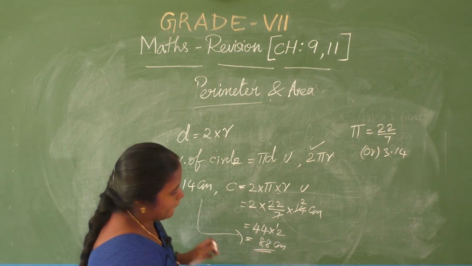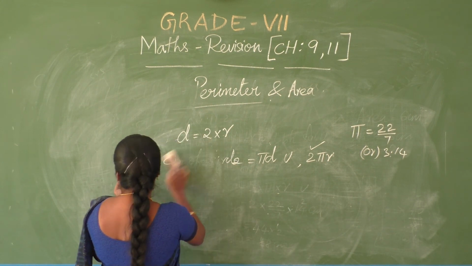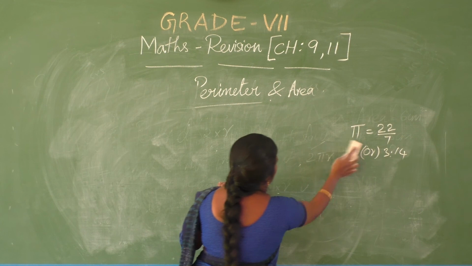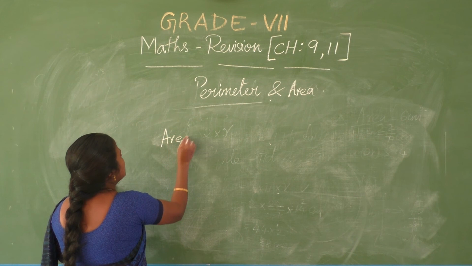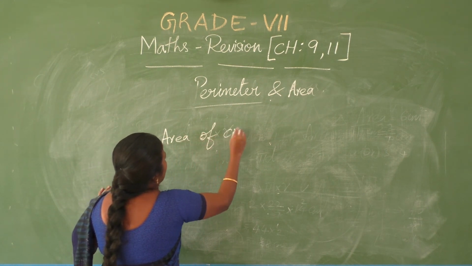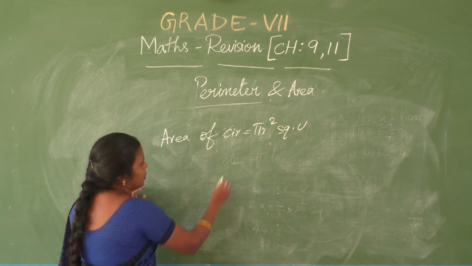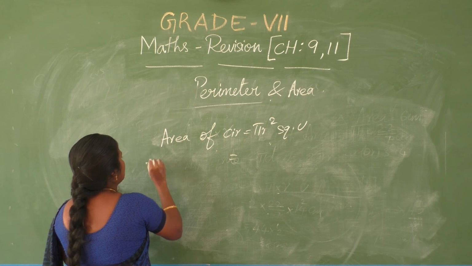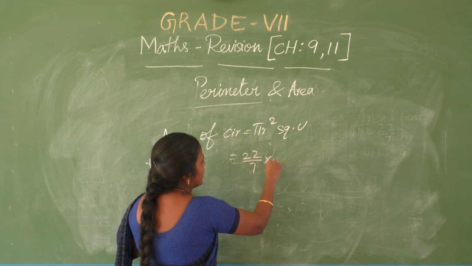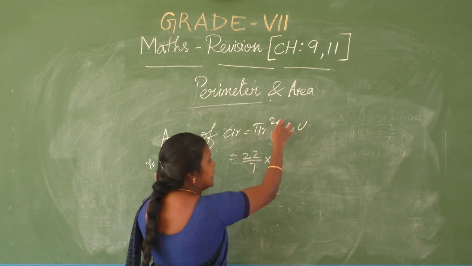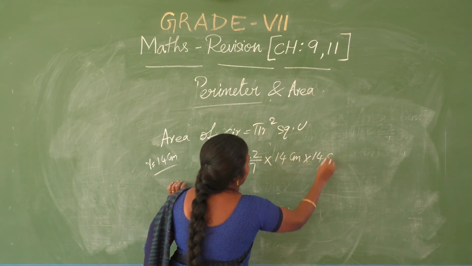Clear? Like this only, area also. The area formula is pi r square. Area of the circle is pi r square square units. For example, the radius is 14 centimeter, so the pi value is 22 by 7 into r into r, r square. So 14 centimeter into 14 centimeter.